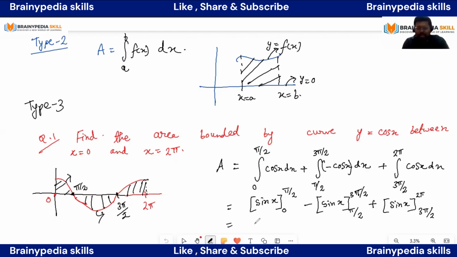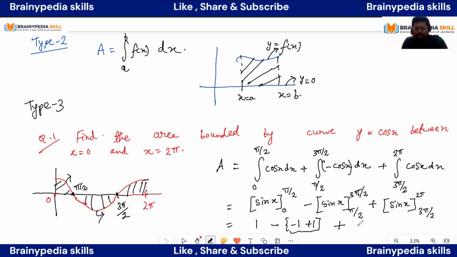Like suppose over here, sin pi by 2 is 1, sin 0 is 0, minus of this one. Sin 3 pi by 2 is sin of 2 pi minus pi by 2, so minus 1, I guess, right? Minus of that, so minus of minus will give you plus 1. So this term will basically give you 0.